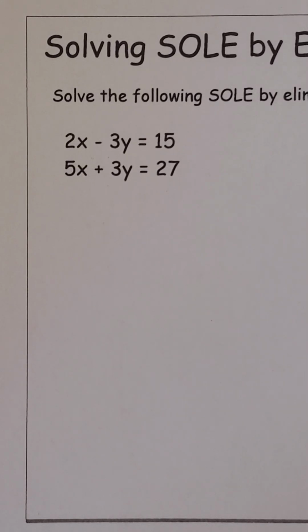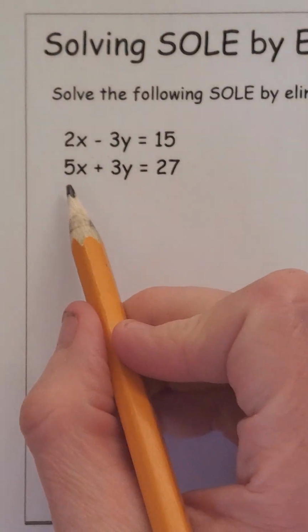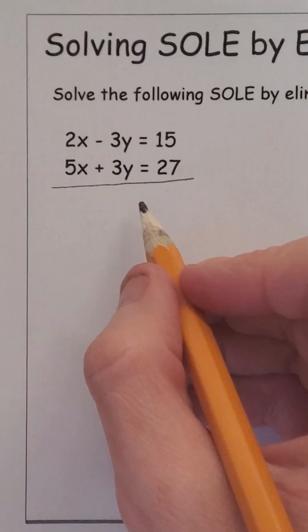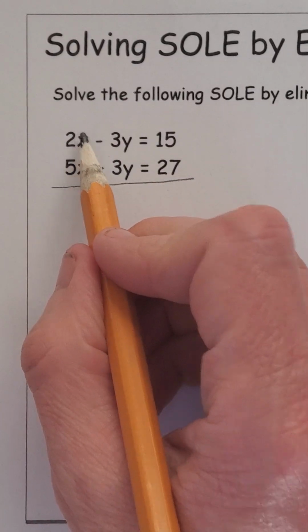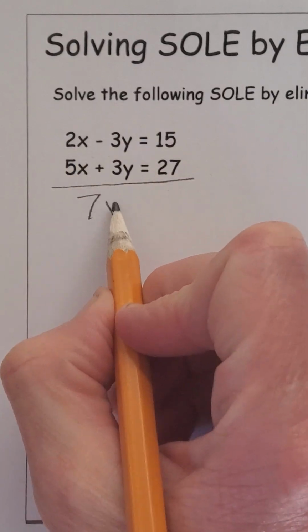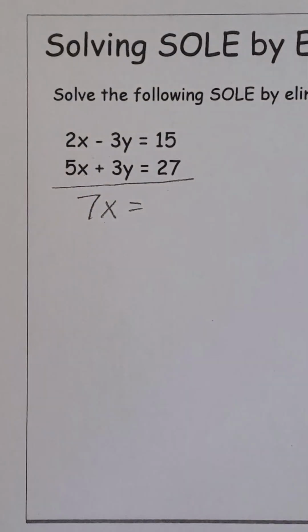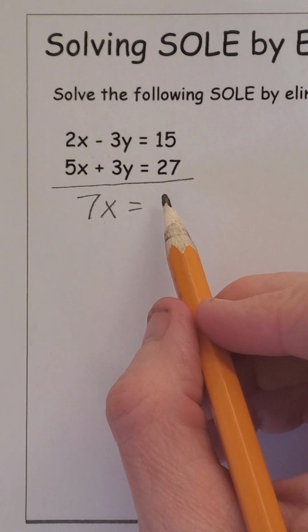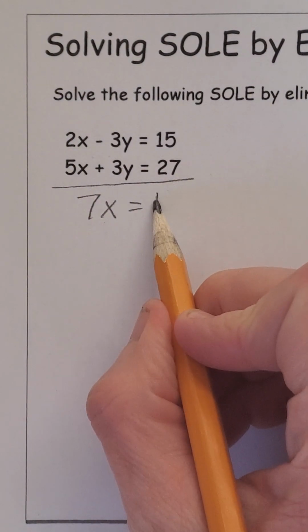In order to end up with 0 y's, will we have to add or subtract those two equations? Well, in order to get a 0y out of -3y and 3y, we are going to have to add them, because -3 plus 3 is 0. So what we're going to do here right away is add these two equations. So 2x plus 5x is 7x. We've eliminated the y, so we have 0y. And when we add, we end up with 42.